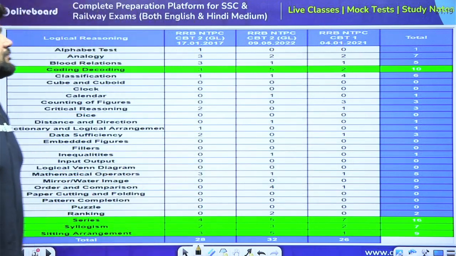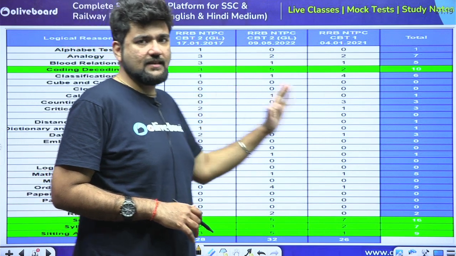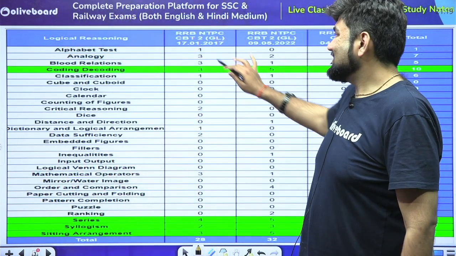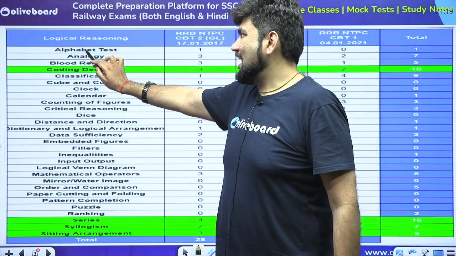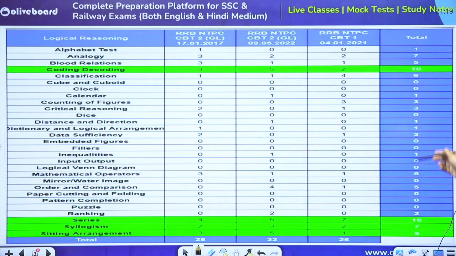Okay. Now there is another sum which I have taken. From these three examinations, I have also taken a horizontal sum. That is, if you take it topic wise, let's say alphabet test, so I have 1 plus 0 plus 0, I have 1 here in this column, right?